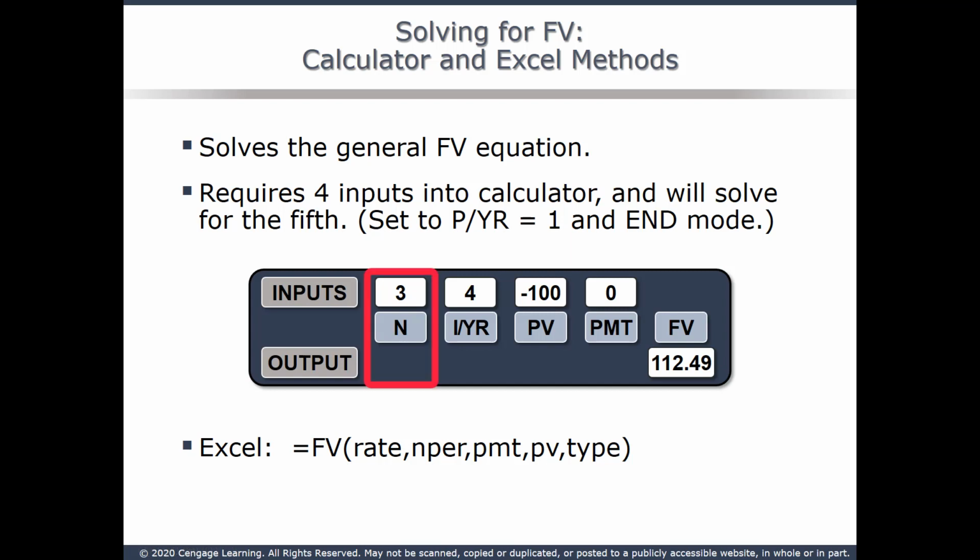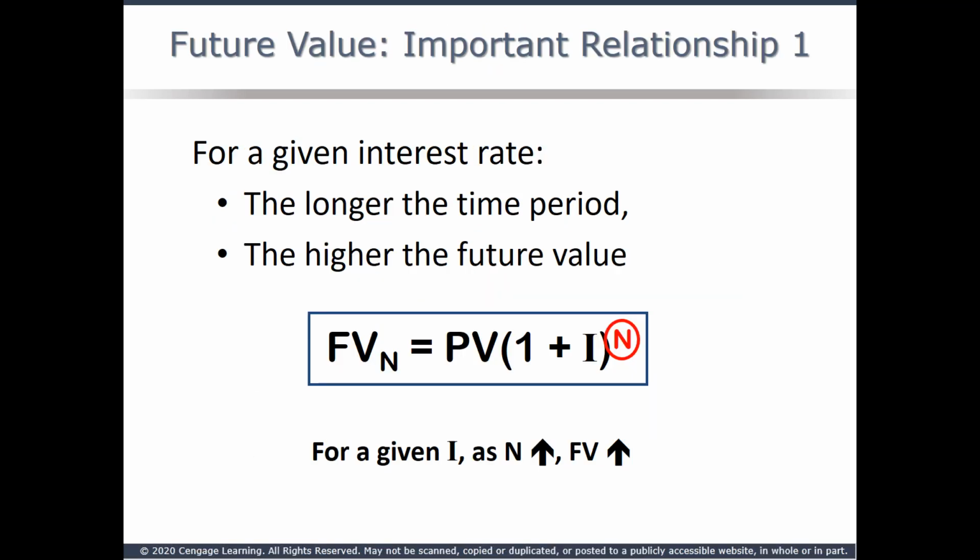Solving the problem in the TI Business Analyst 2. N is equal to 3, IY is equal to 4, present value is a minus 100. It's negative, it's an outflow. You invested the money. Payment is 0, compute future value. The comparable Excel function is shown at the bottom. Consider the future value formula.